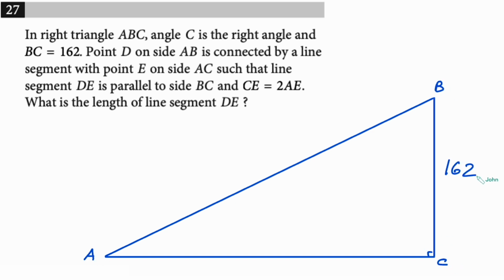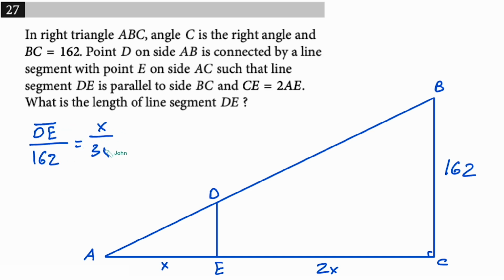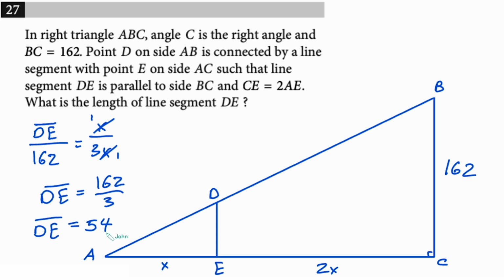We have that CE is 2AE. I'll label those X and 2X. The two right triangles share angle A, so we know they're similar. All that's left now is to set up the appropriate ratios to solve for DE, but this is where a lot of you will fall prey to those sneaky test makers. We should have DE over 162 is equal to x over 3x, not 2x. From there, the algebra is straightforward, and we get that DE is 54.